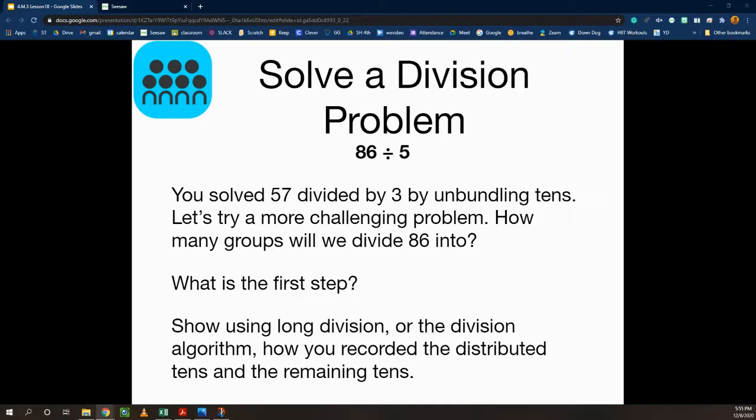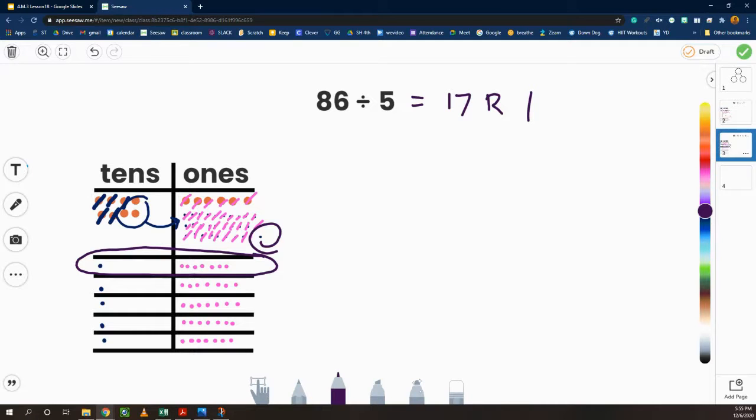Before we move on from this problem, I want to show using the long division or division algorithm how we recorded those distributed tens and then the remaining tens. So when we show with the long division, the division algorithm, it's going to look like this. I had 86, and I was dividing it by 5.